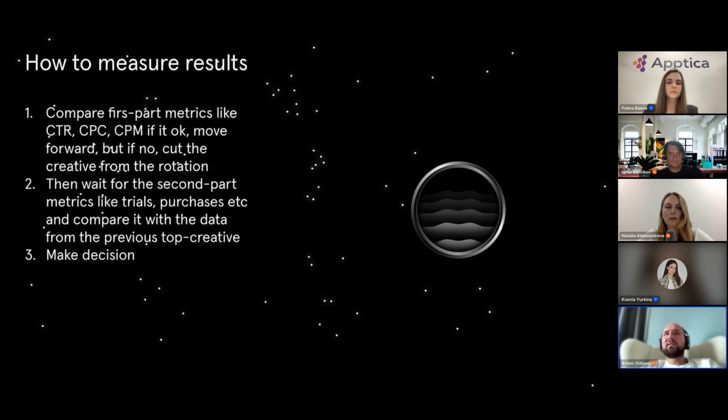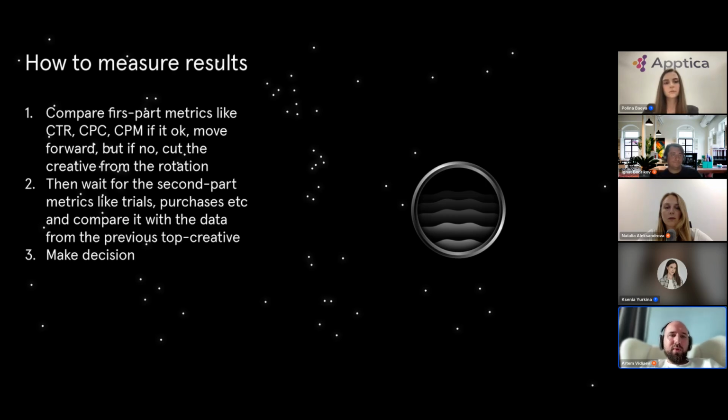You don't need 1 week to make a decision. You need to make a decision fast, and you can do it. Because of that, if CTR, CPC, CPM is extremely bad, you need to cut these creatives from rotation.